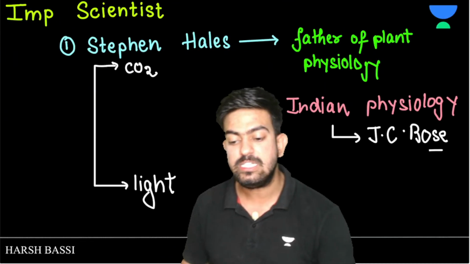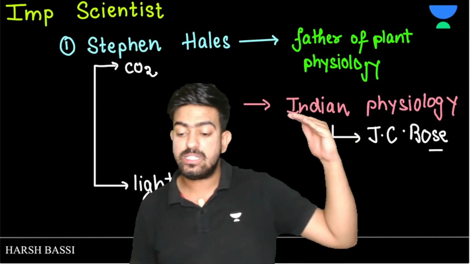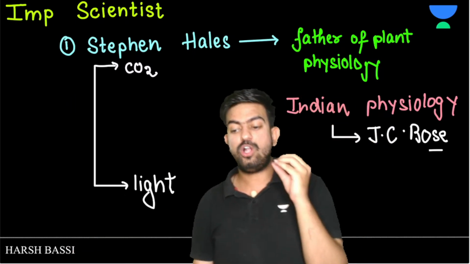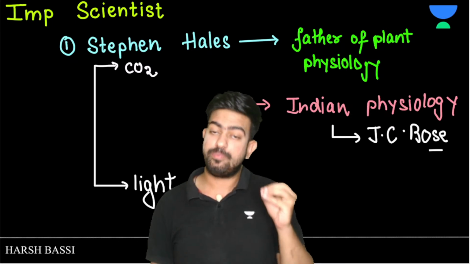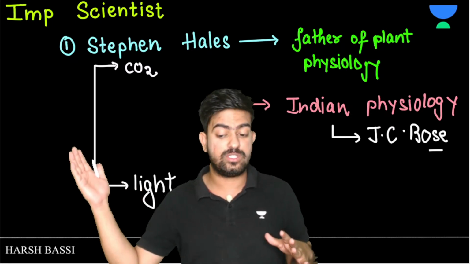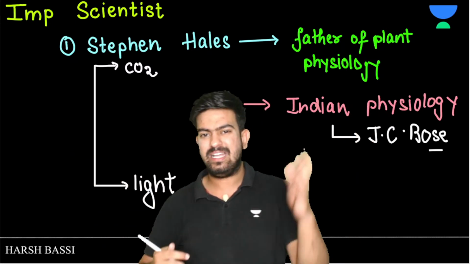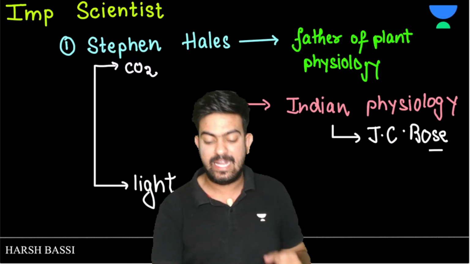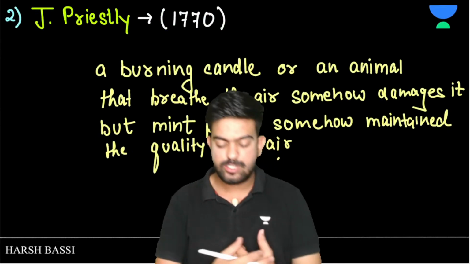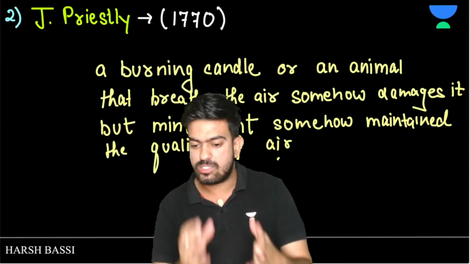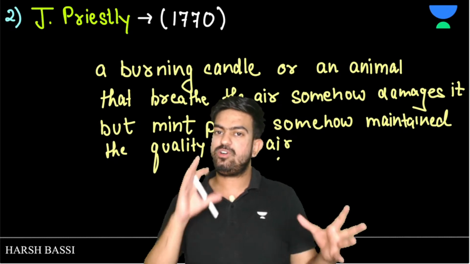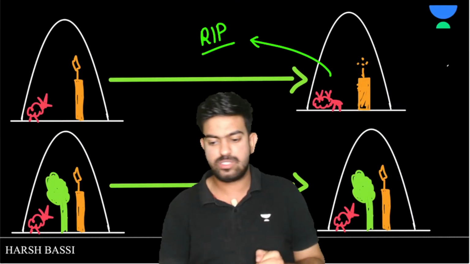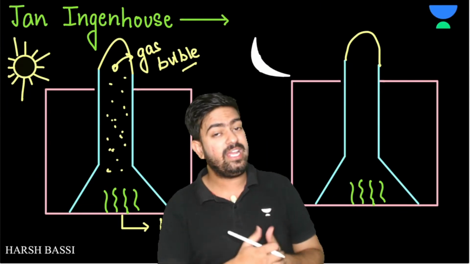Now, we have discussed the important scientists. We discussed Stephen Hales, who was known as the father of plant physiology. We also discussed the father of Indian plant physiology, J.C. Bose, and that Stephen Hales gave some relationship between carbon dioxide and light. Now, let's talk about Joseph Priestley. He did the bell jar experiment with mice and all those things.